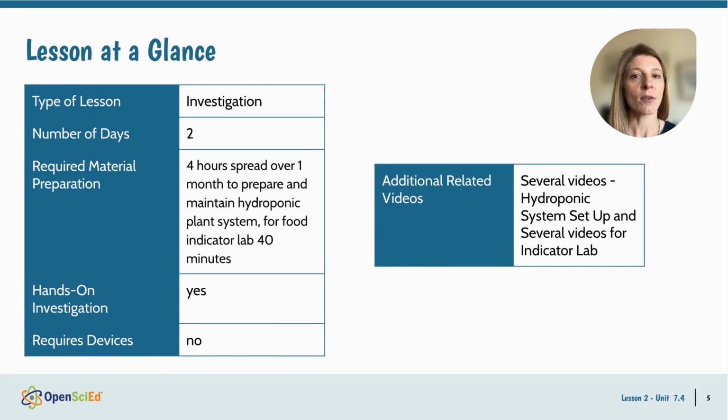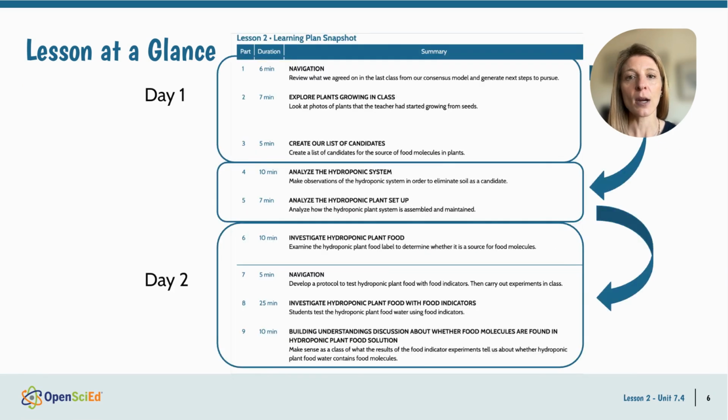These are all hands-on labs, and devices are not required for this lesson. However, there are several teacher-facing videos on the OpenSciEd website to help you with the setup of both your hydroponics system, which is needed for day 1, and several more videos to help with the setup for the indicator lab on day 2. We are going to break this lesson into 3 big loops that take place over the 2 days of instruction. Let's zoom in on those loops to see how to make this lesson more manageable.